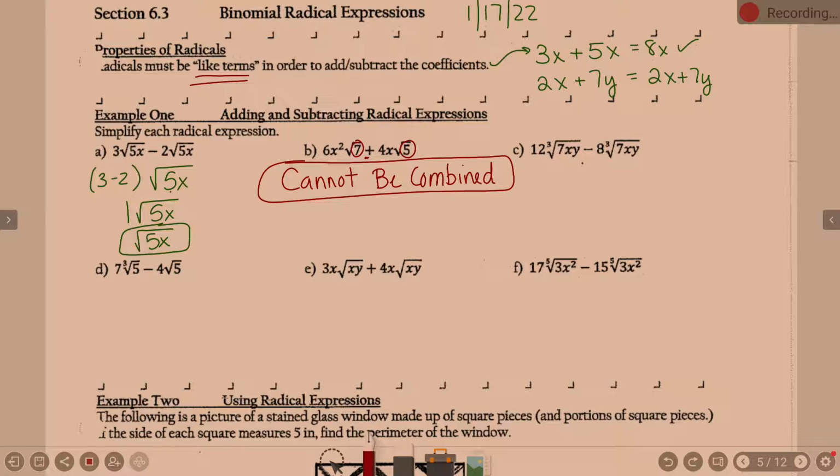Okay? And why was it that I could not combine this? This is because the radicands, if you remember, those are the numbers under the radicals, are not the same. So all because that silly little 7 and 5 are not the same.